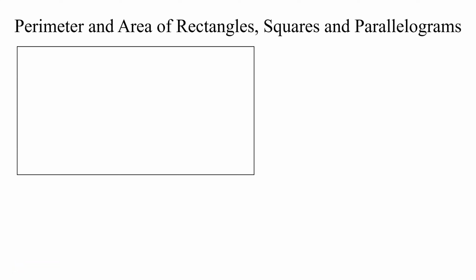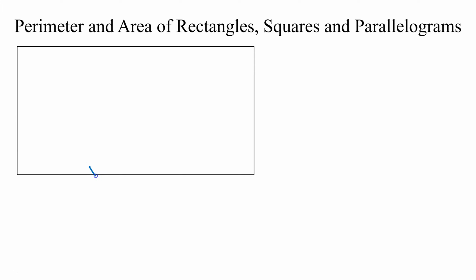In this video, we're going to discuss the perimeter and area of rectangles, squares, and parallelograms. So let's first start with a rectangle. A rectangle has two sets of sides that are each parallel to one another.